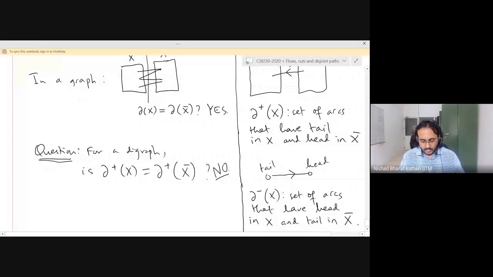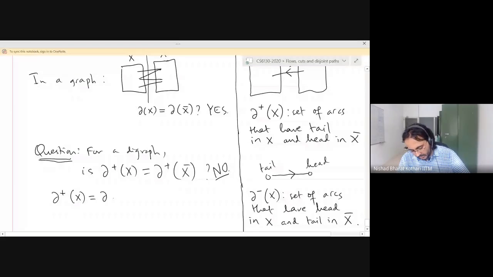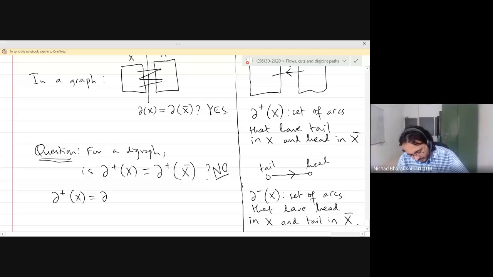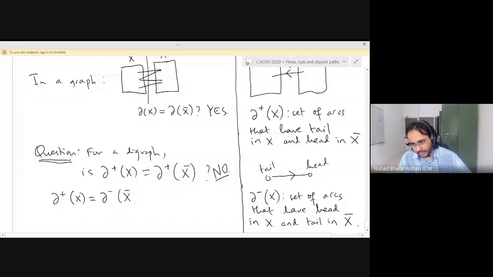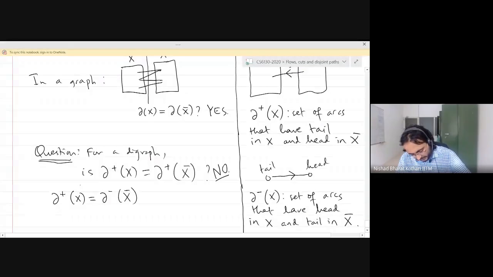Okay. Good. But can anyone tell me, I want to write something like this. Partial plus of x is equal to partial something. What can I write? Partial minus of x bar. Exactly. So this is true in a digraph, right?